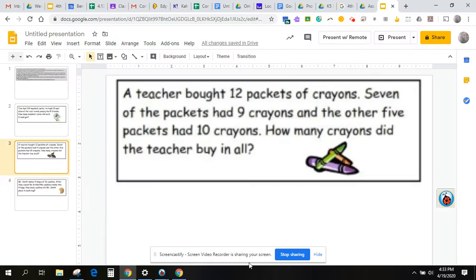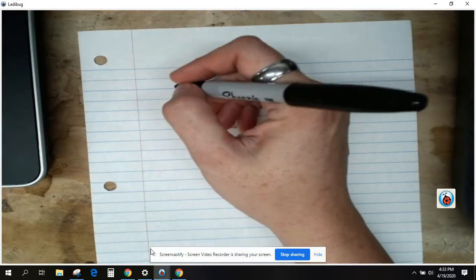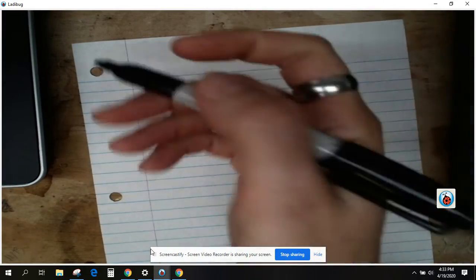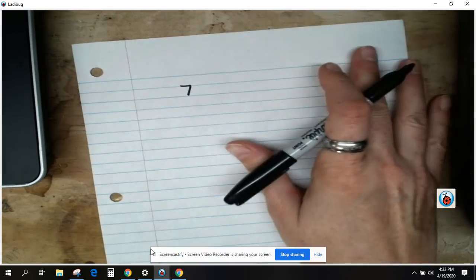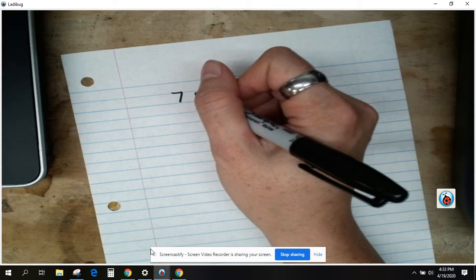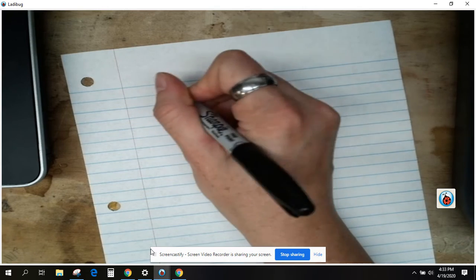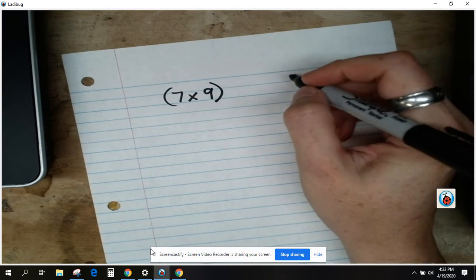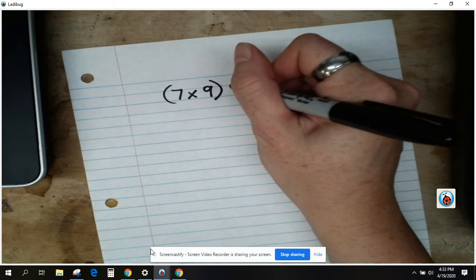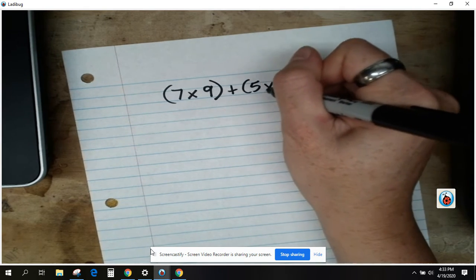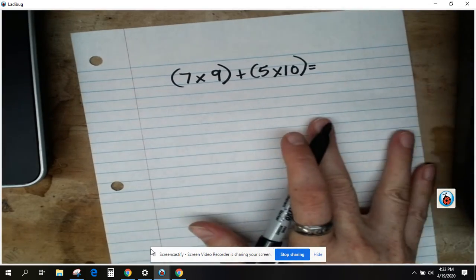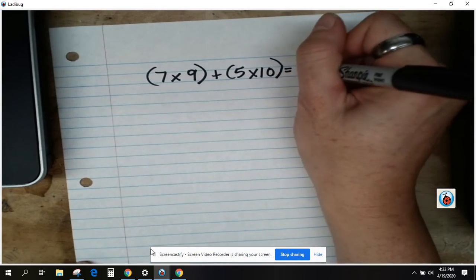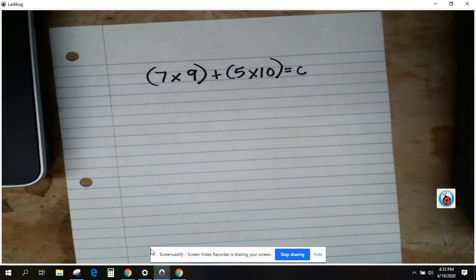Going back to our ladybug, I'd love for you to write out the equation first. She bought 7 packets that had 9 crayons, so 7 groups of 9. Multiply. There's one piece. Then 5 packets had 10, so we add 5 packets with 10 in each. Equals, and she wanted to know how many total crayons that was. So C again. The last one was cards, this one's crayons.